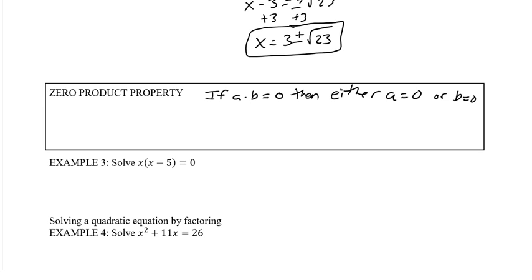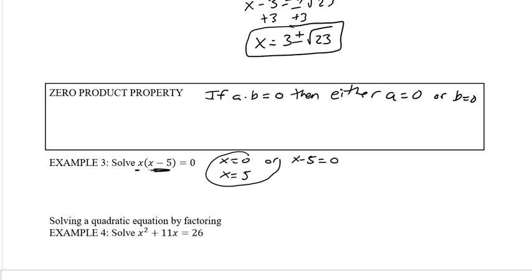Okay? So let's look at one right here. Solve x times x minus 5 equals 0. Well, these are two things multiplied together, x and x minus 5, and they equal 0. So one of those two things has to be 0. So either x equals 0 or x minus 5 is equal to 0. Of course, that's just 0. If I add 5 to both sides, I get x equals 5.